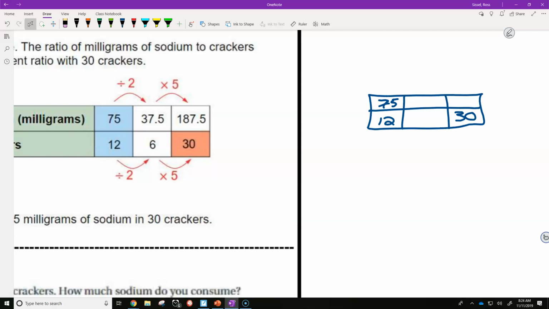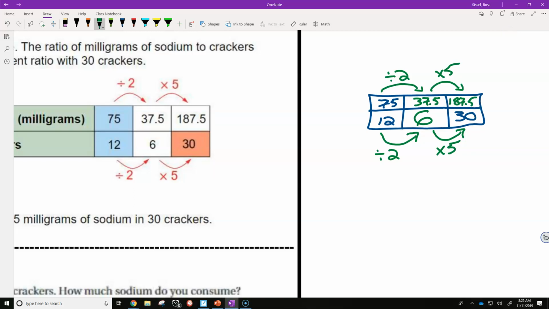Common factors. What goes into 12 that also goes into 30? 6. Well, if 6 is a common factor, I'm going to go to 6. I can go from here to 6, and then here to here. That's my stepping stone, because I knew a common factor. So 12 divided by 2, and 75 divided by 2 is 37.5. Even though it's a decimal, it's okay. And then 6 to 30 was times 5, so I times this by 5, and I get 187.5.